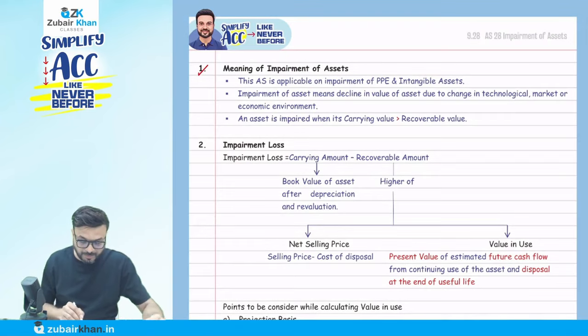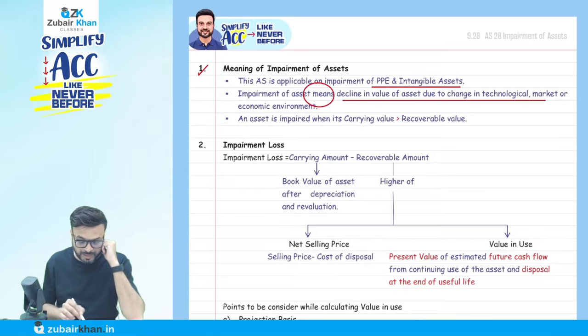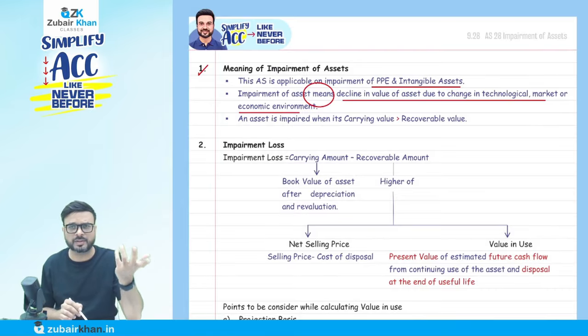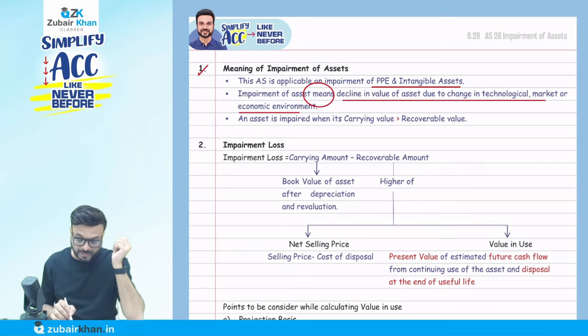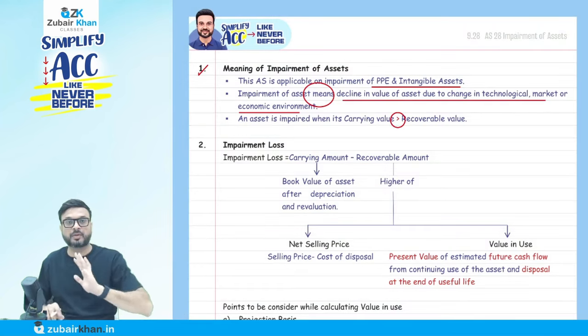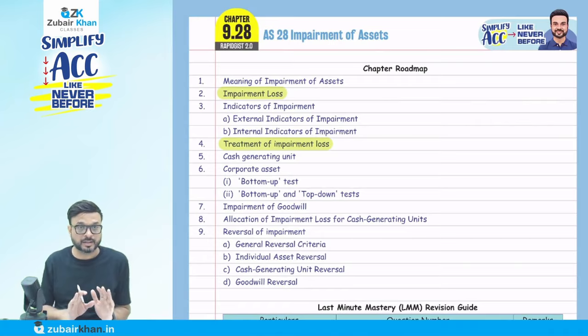It says this AS is applicable on impairment of PPE and intangible assets. Impairment of asset means decline in the value of an asset due to change in technology, market or economic environment, change in government policy, or the market situation. An asset is impaired when the carrying amount is more than the recoverable amount. Now understand, this is the key area. I'm not saying that the other parts are not important.